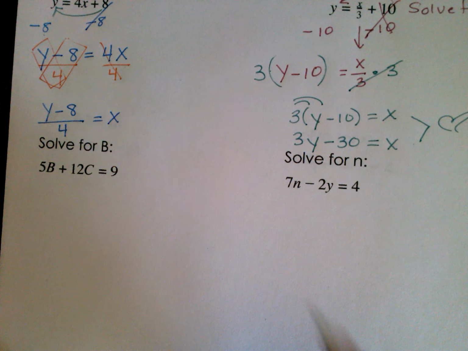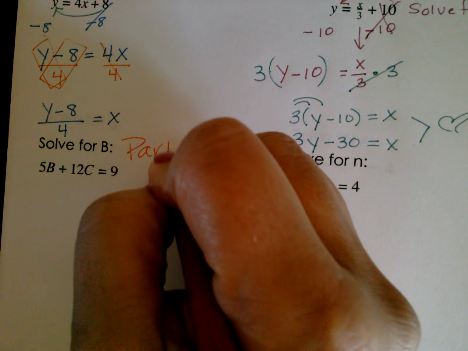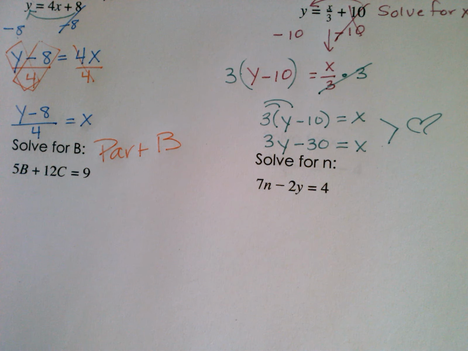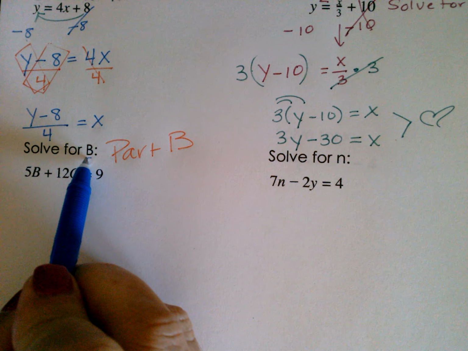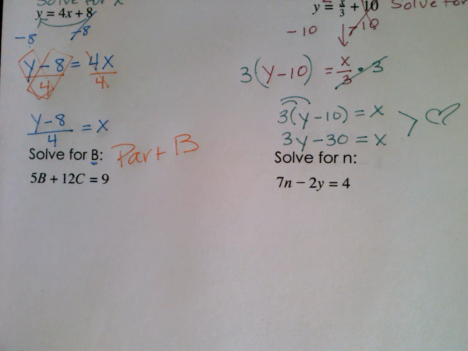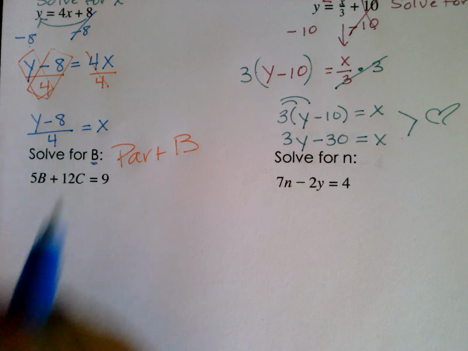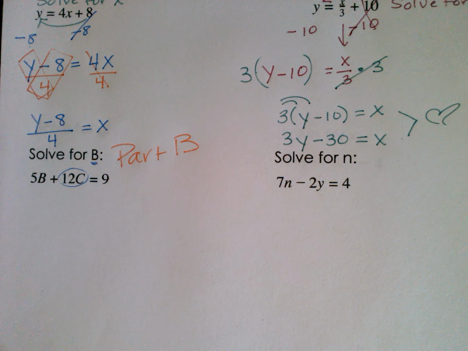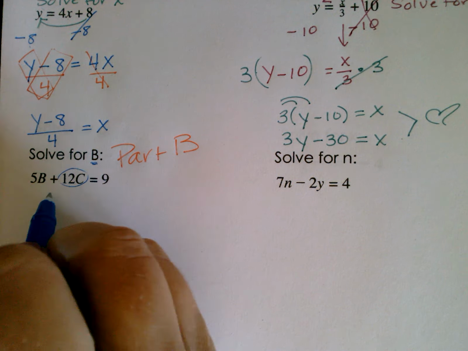Okay, I'm going to call this part B. We are now going to solve for B. Just because the variables have changed, our goal is the same. My goal is to isolate the B by itself. So I'm going to pretend that that is just a number like an original two-step equation.